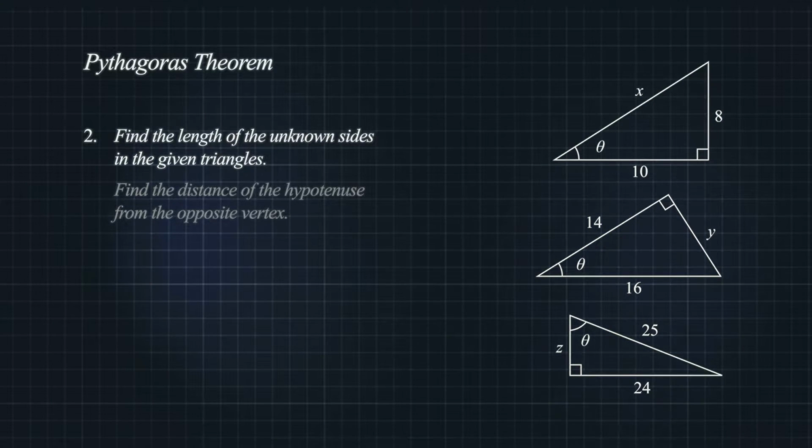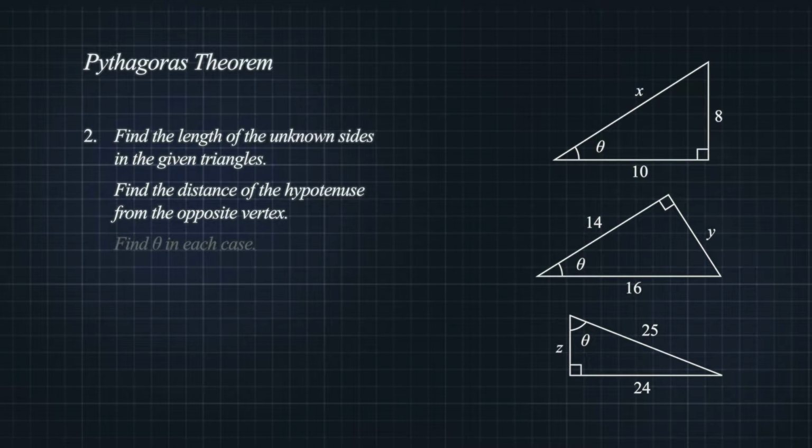Find the distance of the hypotenuse from the opposite vertex. Find theta in each case. There are 3 different things we need to solve. Let's advance step by step.